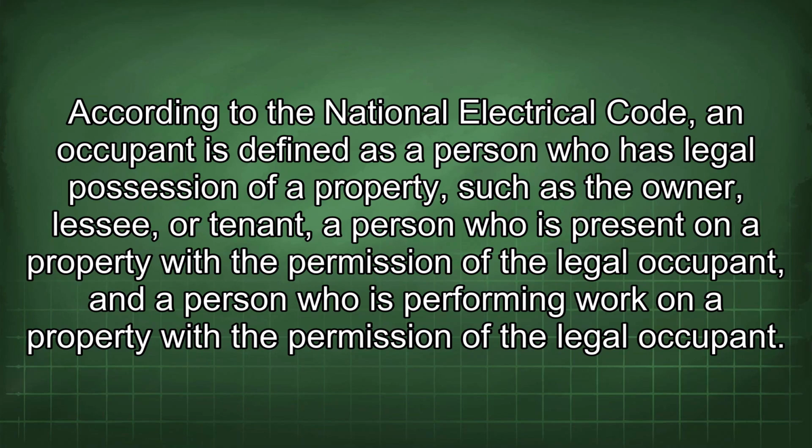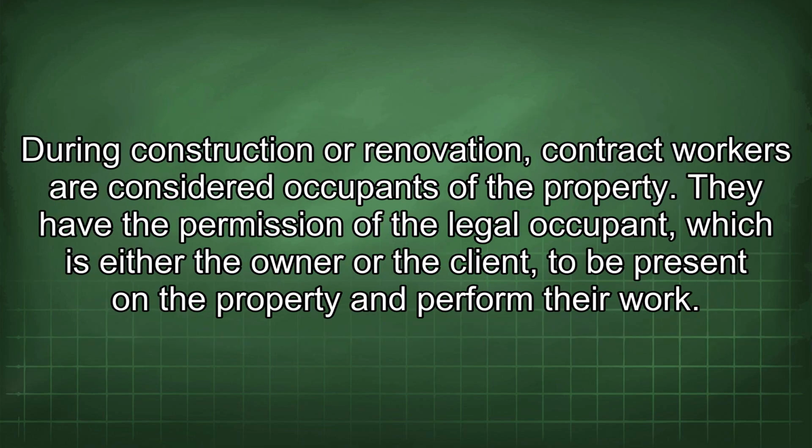According to the National Electrical Code, an occupant is defined as a person who has legal possession of a property, such as the owner, lessee, or tenant, a person who is present on a property with the permission of the legal occupant, and a person who is performing work on a property with the permission of the legal occupant. During construction or renovation, contract workers are considered occupants of the property.